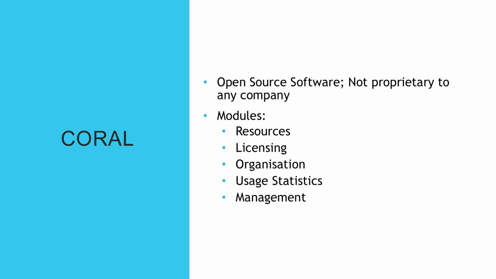Now, Coral is open source software and not a proprietary item of any company, and there are 5 modules of Coral. Resources assists the organization of orders and resource data management. Licensing assists in organizing and storing licensing documentation. The Organizations module holds the contacts and other accounts for the publishers, vendors and consortia. With Usage Statistics, we can get the usage statistics of SUSHI and COUNTER through this module, and Management is the module which is used for organizing documents like policies, workflows, procedures, etc.